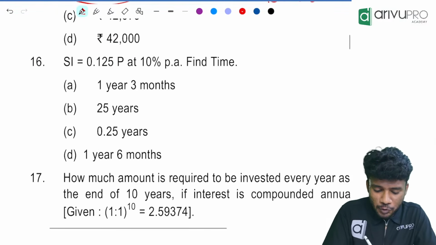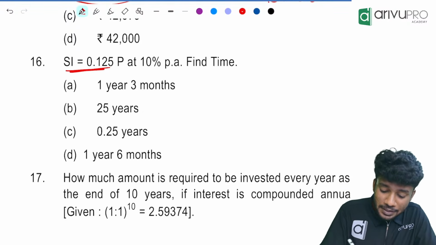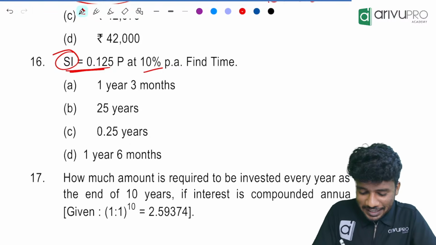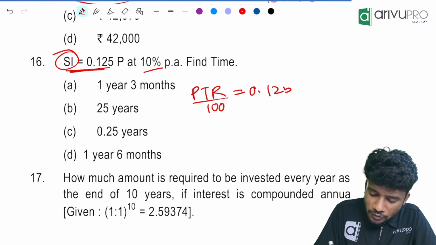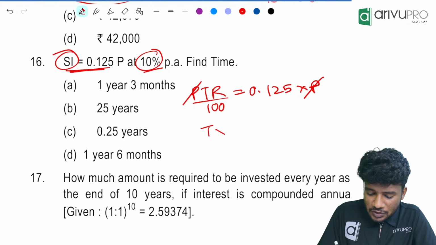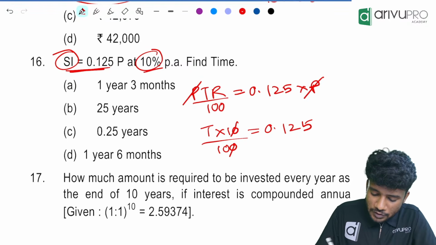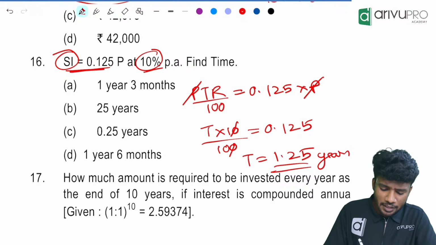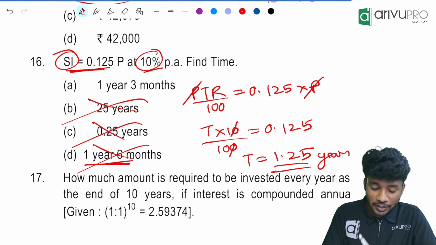Next one, another direct question, people. SI is equal to 0.125 into principal at 10% per annum. We need to find the time. First of all, what is the formula for SI? SI is PTR by 100, which is equal to 0.125 into P. Now cancel P and P together. Then what is the value of R? 10. That means T into 10 divided by 100 is equal to 0.125. That means one of the 0s got cancelled. T is how much? 1.25 years. Now 1 year 6 months is how much? 1.5. That is wrong. Then 25 years is wrong. Then 0.25 years is wrong.